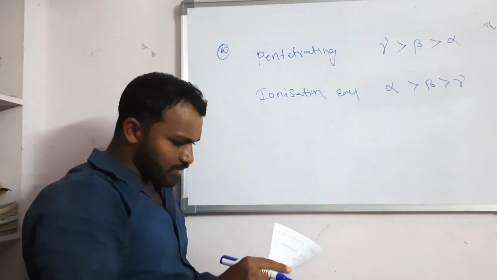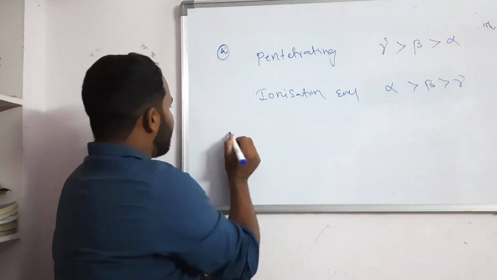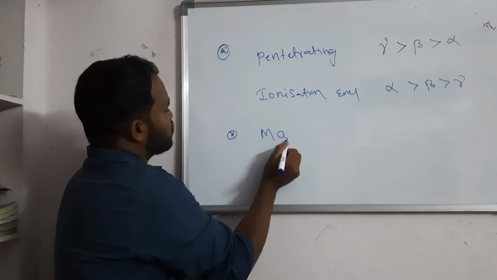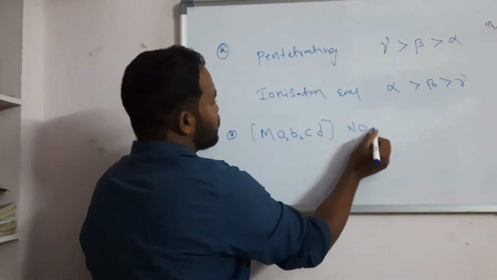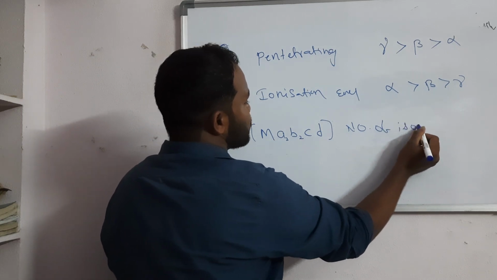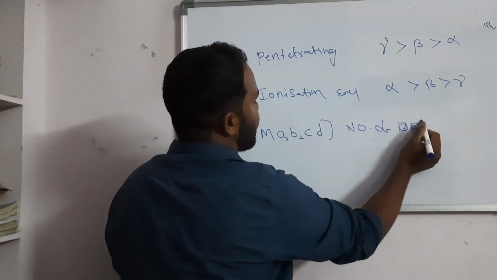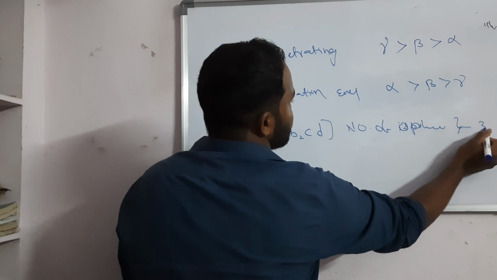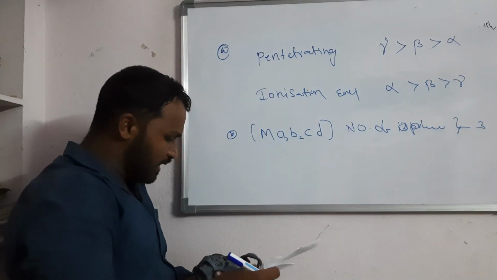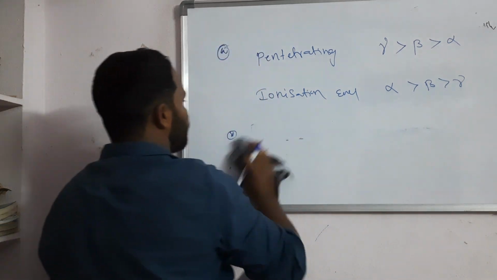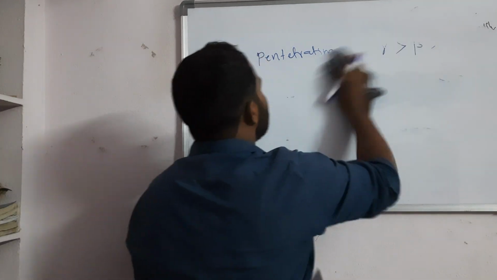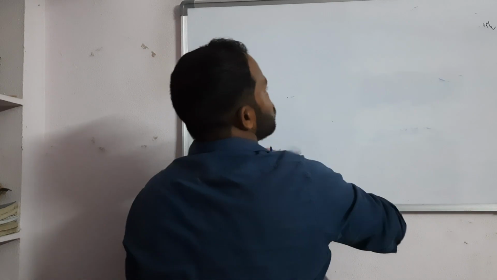Next question they asked for this Ma2 B2 C2, Ma2 B2 CD, the number of optical isomeric pairs. That is 6 you will get, that means 3 pairs you will get. One more very simple question they asked. If you do the hybridization, you will get the answer from those options.